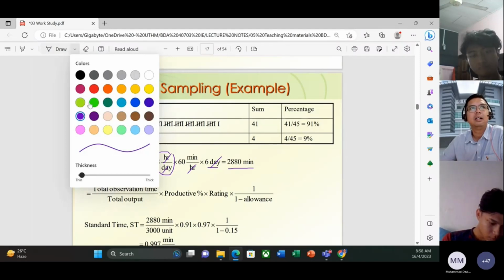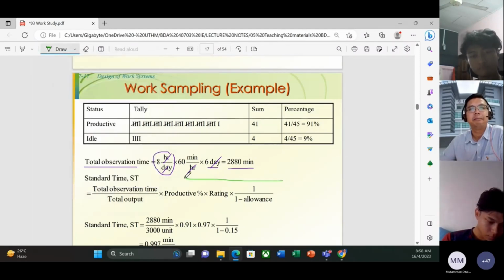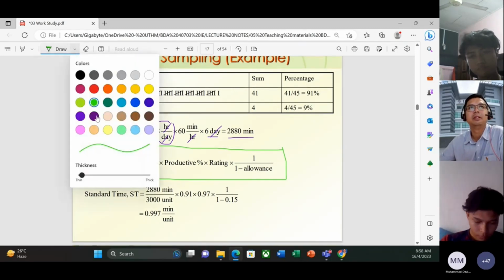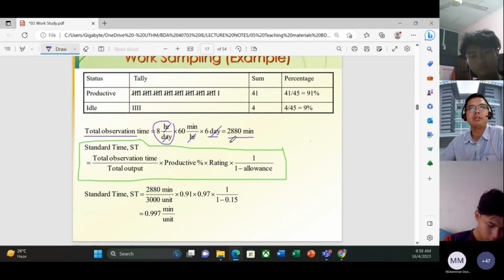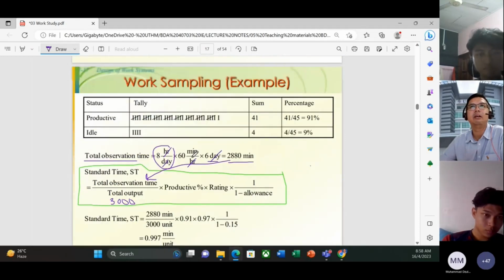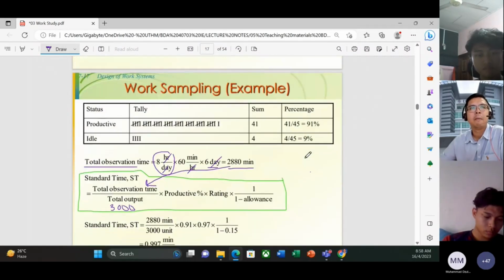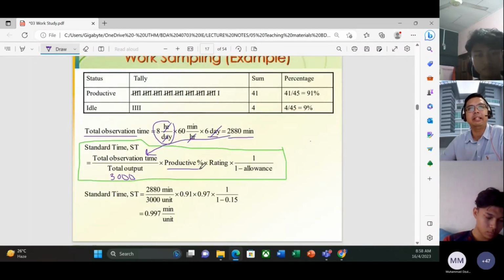Okay, clear? Then put all the values in our standard formula here. We bring the total observation time here. What is the total output? Total output is 3,000 units. Where do we get the 3,000 units? From this. Okay, 3,000 units, and we have to multiply with the productive percentage, rating factor and allowance.